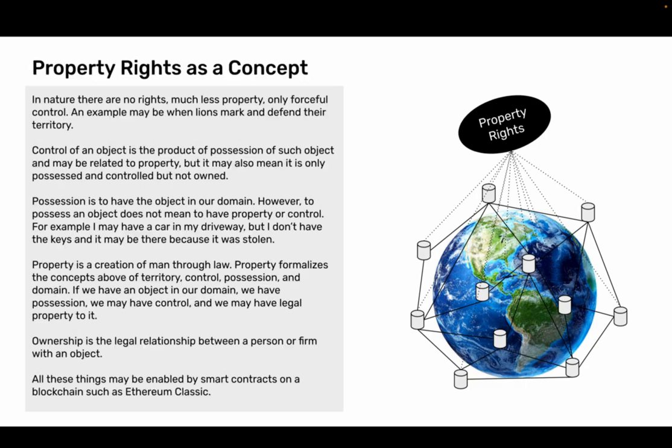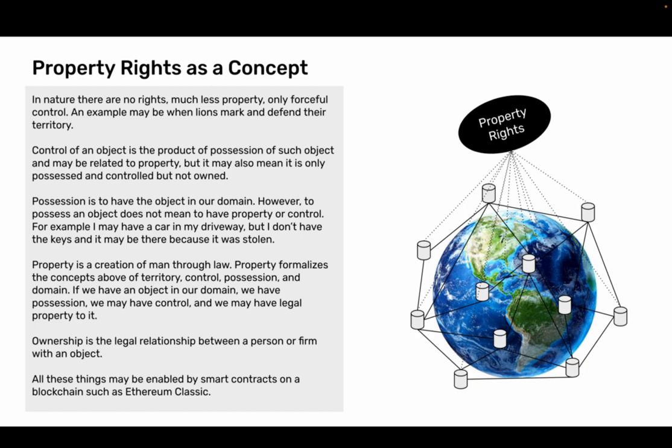Property rights as a concept. In nature, there are no rights, much less property, only forceful control. An example may be when lions mark and defend their territory. Control of an object is the product of possession of such object and may be related to property, but it may also mean it is only possessed and controlled but not owned.